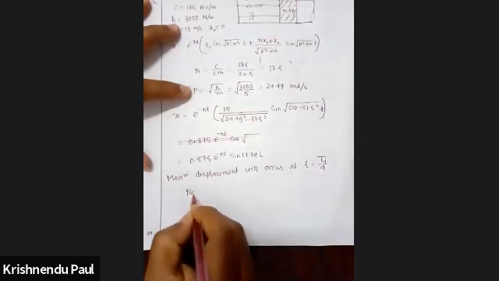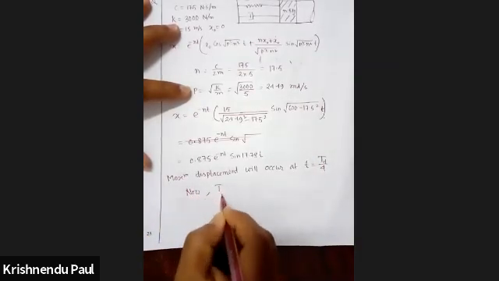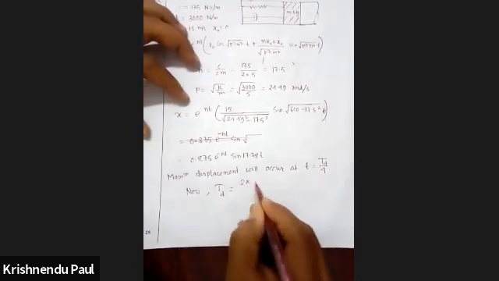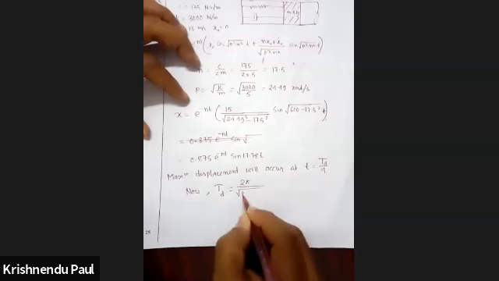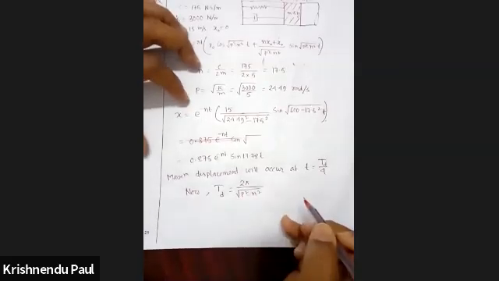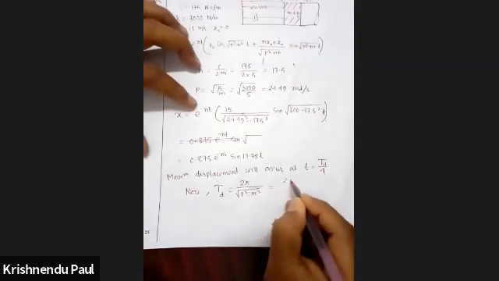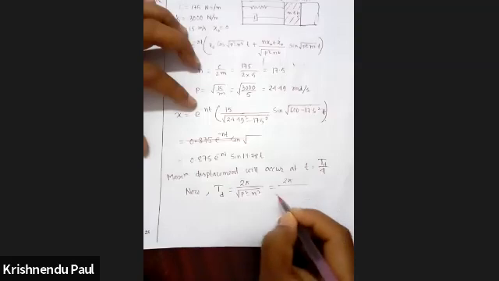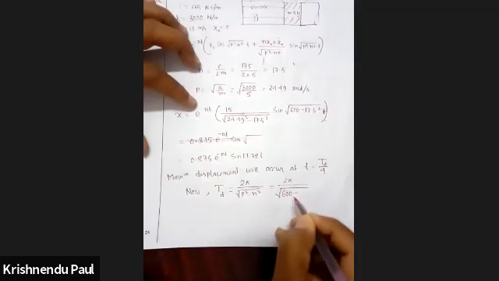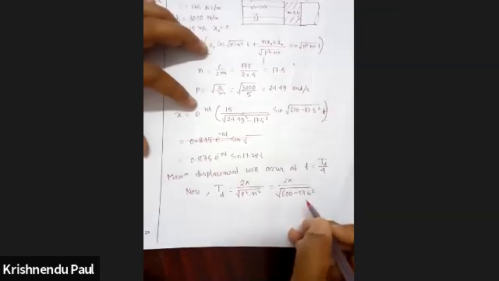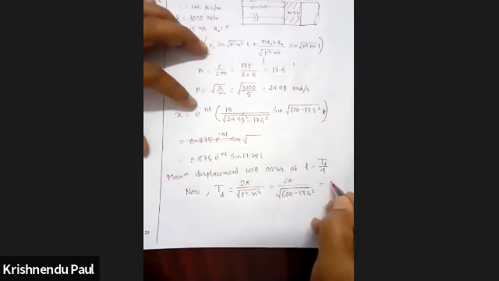Now td is equal to how much? 2 pi by pd, where pd is root of p square minus n square. So let us find this td. 2 pi by, p square is 600 and n square is 17.5. It will be 2 pi by 17.78.